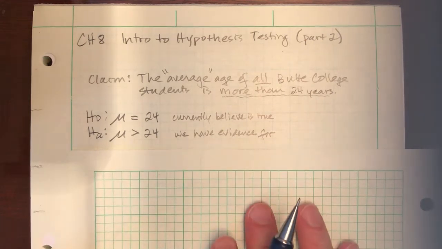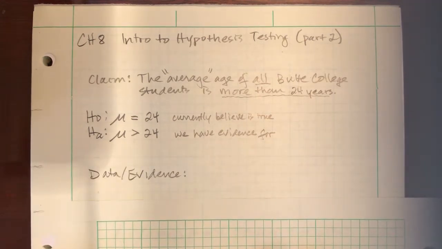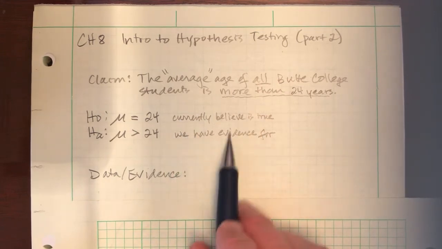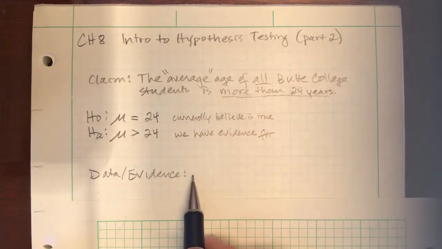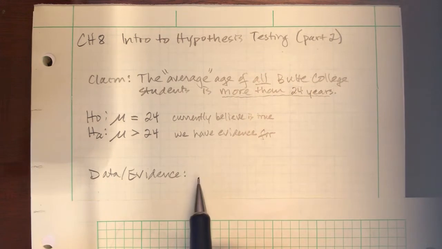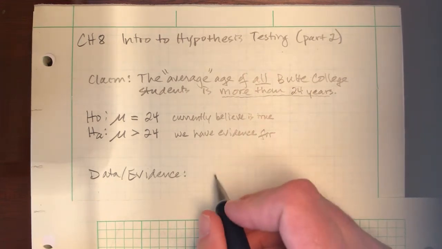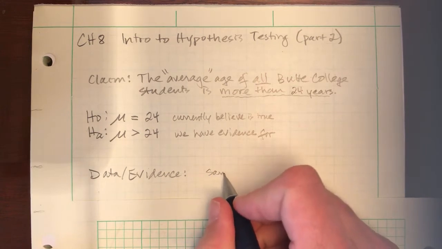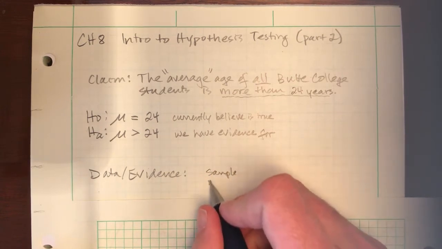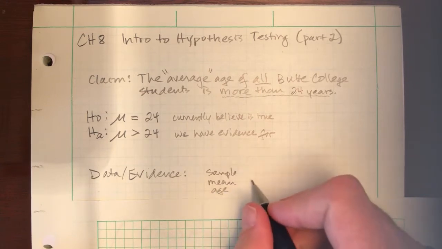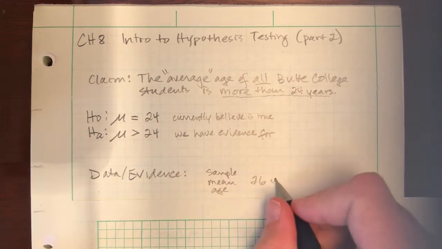Okay, so here's the next move: once we've set this up, we have to go get some evidence. And so this will either be provided, you'll be given a list, but the bottom line, let's make up something for this conversation. Let's say we got a sample of some students and we ended up with a sample mean age of 26 years old.